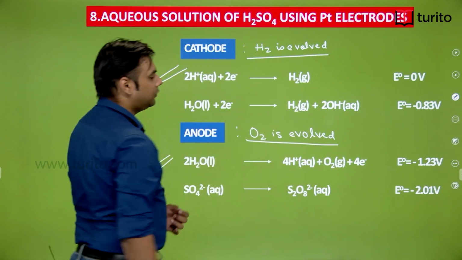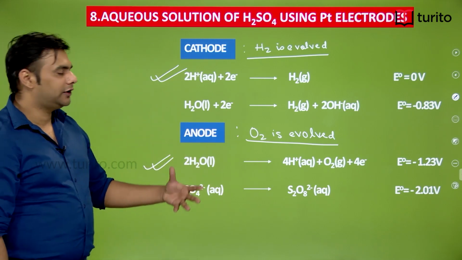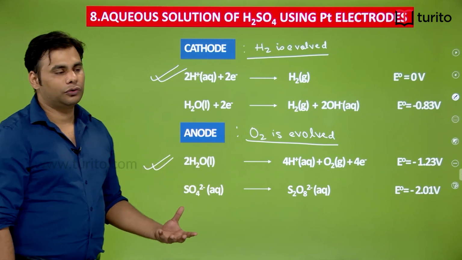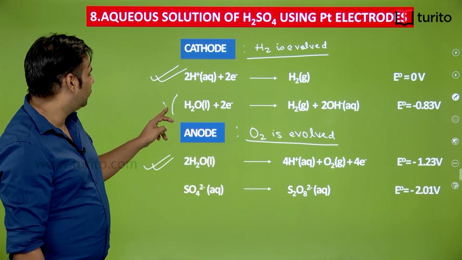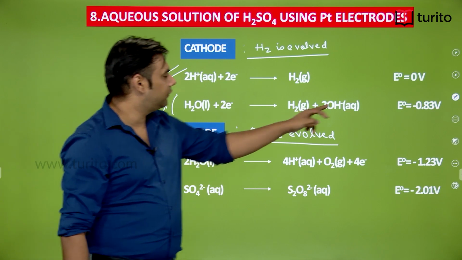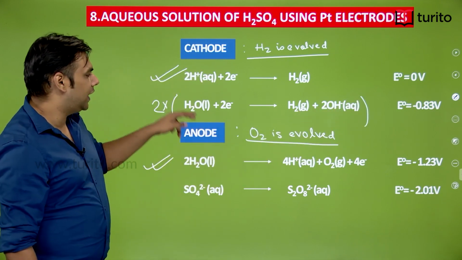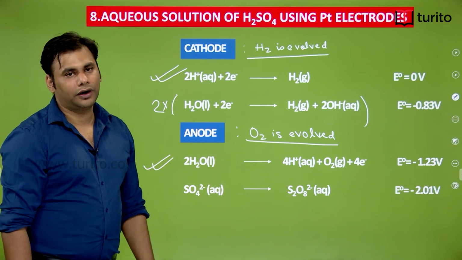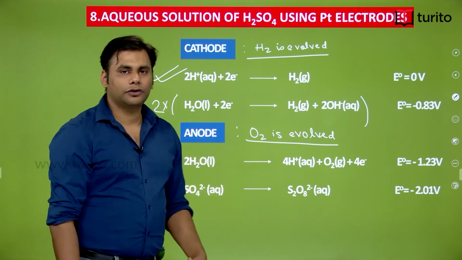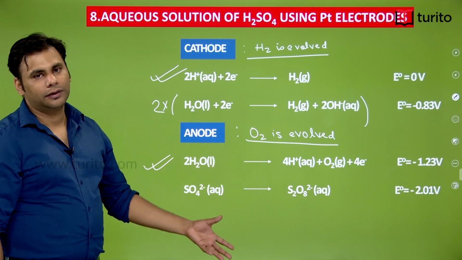Okay, I hope this is clear to you. So overall, what would be happening? Water is breaking into H2 and O2. So when you add the two reactions, we have to multiply this reaction with 2. Now you will add these two reactions, and you will see that you will get H2 and O2 as the product. So during the electrolysis of H2SO4, we will get H2 and O2 as the product.